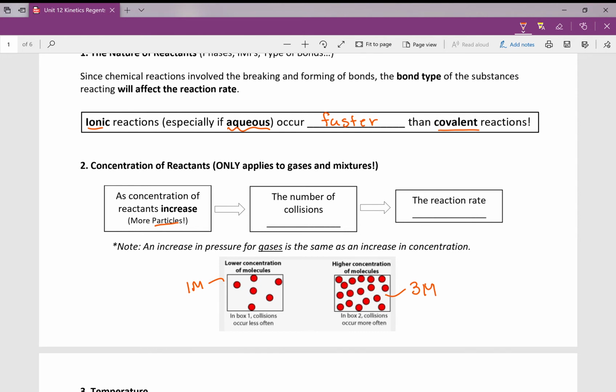Well, if you have more particles, that means the number of collisions is going to increase. And anytime you cause more collisions, that means that the reaction rate will also increase. Okay, if you're packing more particles into a space, there's more collisions that are going to occur between them. Also keep in mind, if you're talking about gas samples, increasing pressure on the gas samples is going to be the same as increasing the concentration because you're pushing the particles closer together.